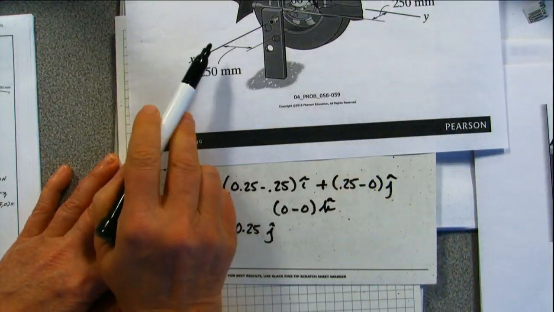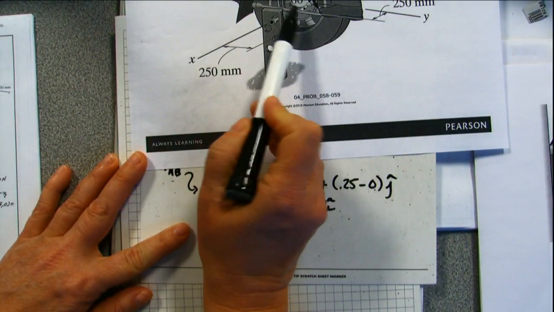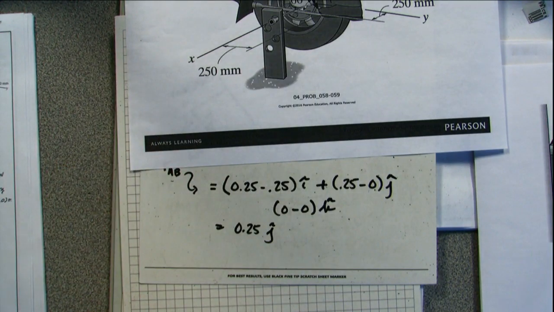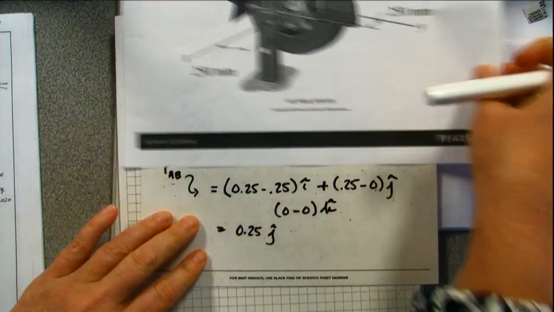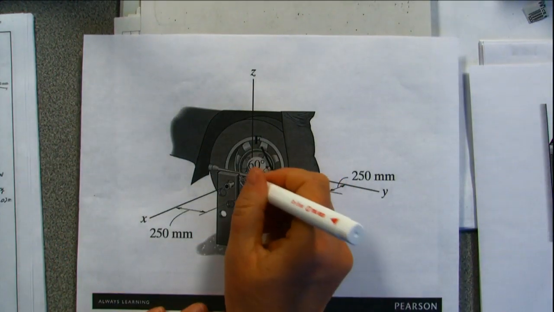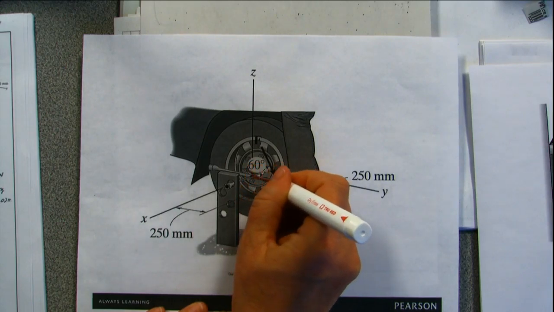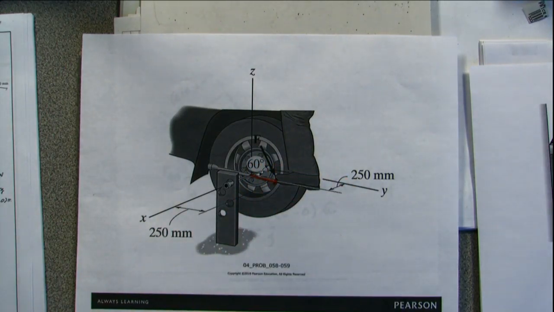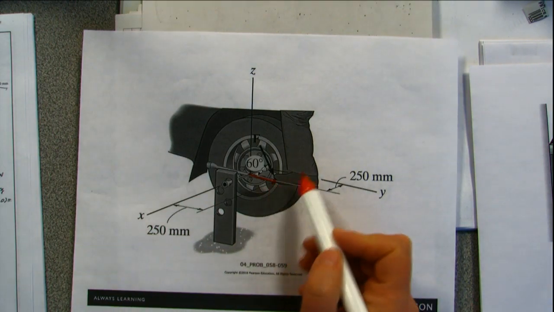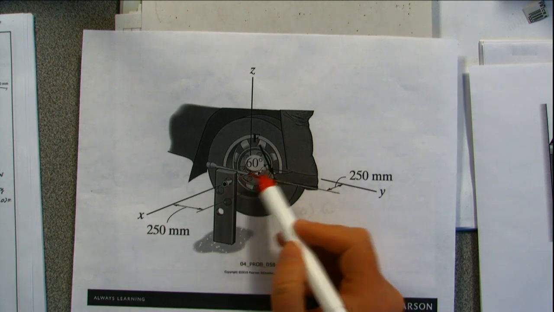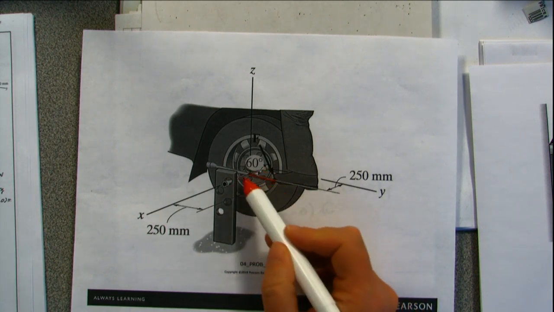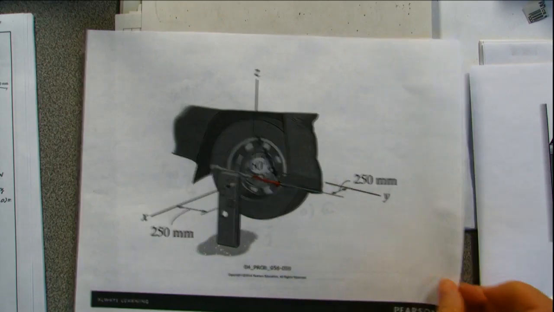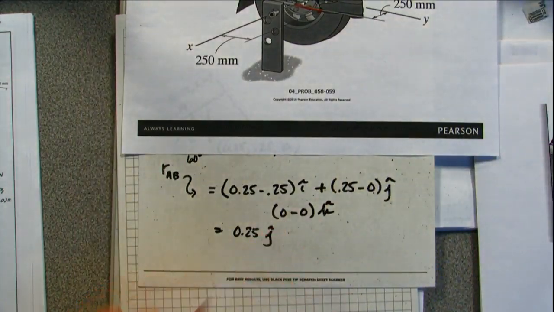Because if I'm doing RAB, let me draw it on the picture here. That's RAB. And since there's nothing in the x direction on that vector, it's only in the y direction, I could have just written the 0.25j.